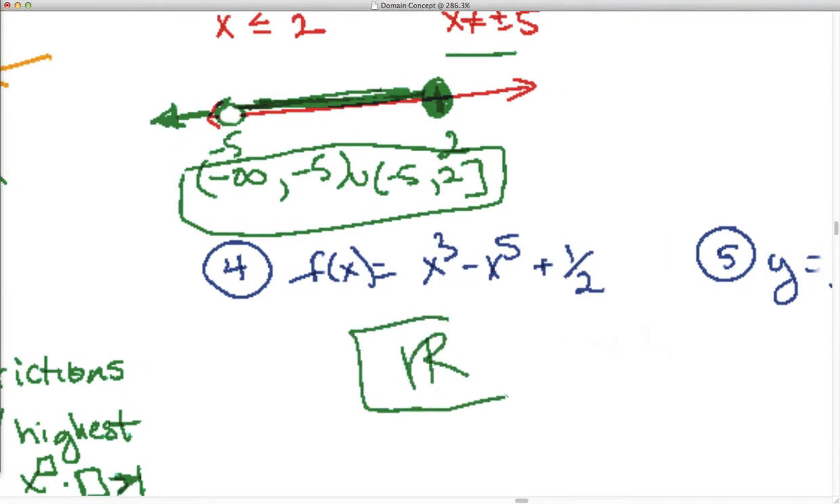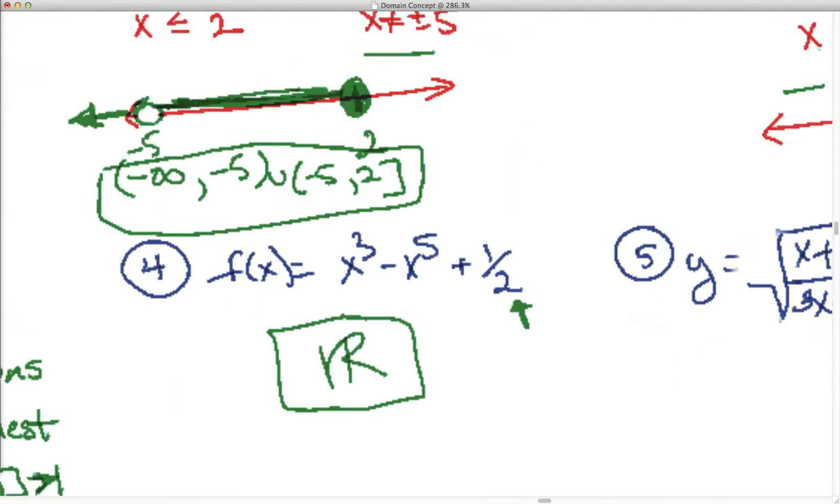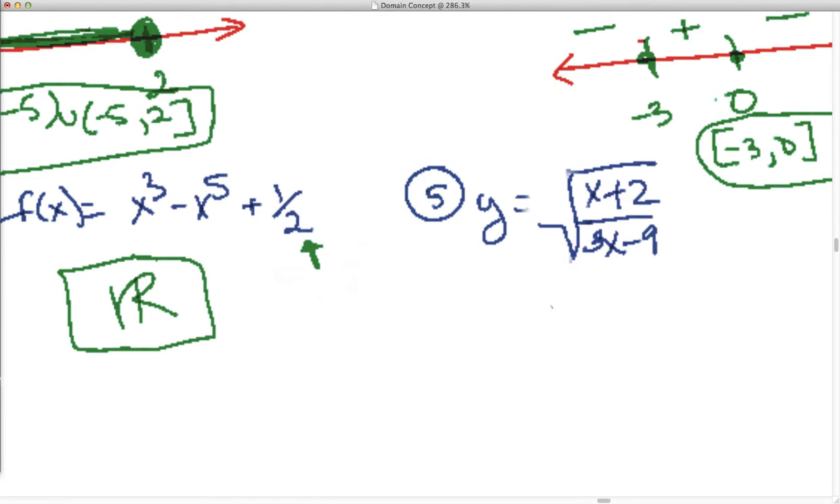There's no denominators. There's no square roots. You might say this is a denominator. Well, that's a denominator with no x's. You need a variable there for it to be a problem. And then here, finally, we have a fraction.